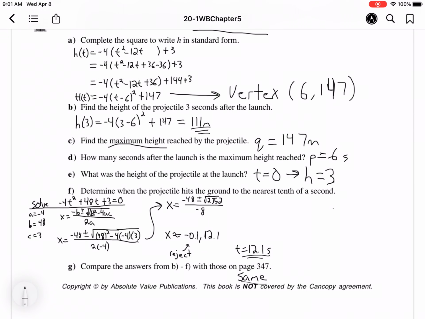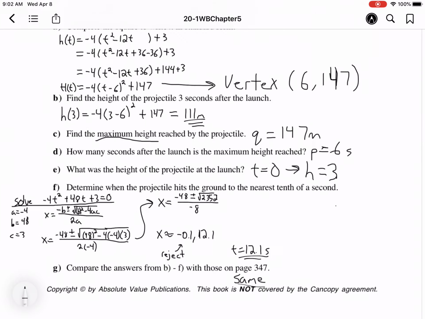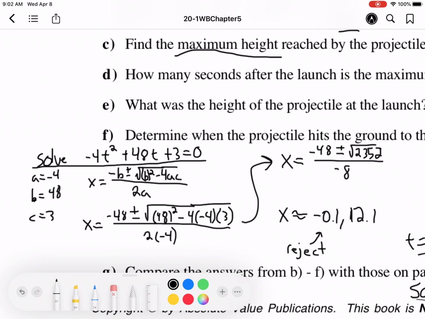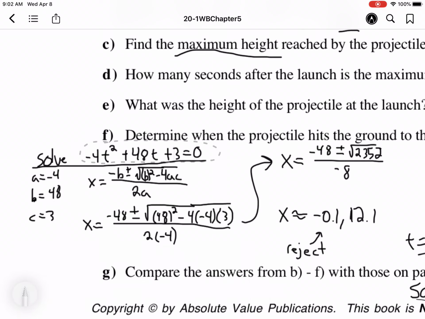All right, so determine when the projectile hits the ground to the nearest tenth of a second. What we did in the previous lesson is we put it in our calculator and found the x-intercept using the zero function. Well, now we can't do that. What we have to do is solve where this equals 0, right? And so this is where we're kind of bringing everything together.